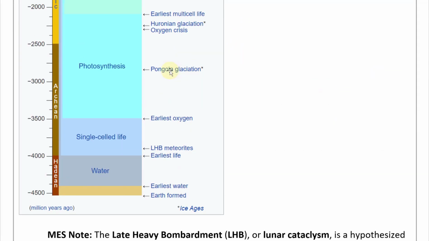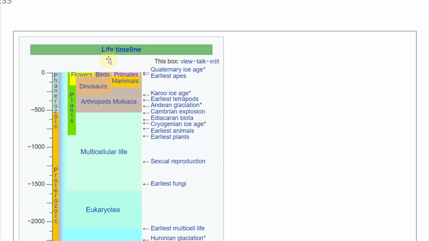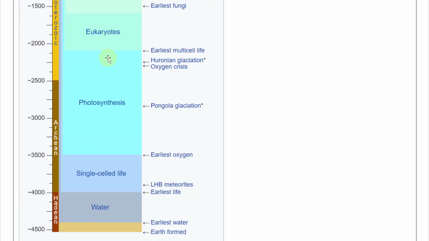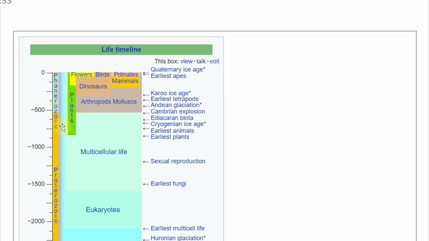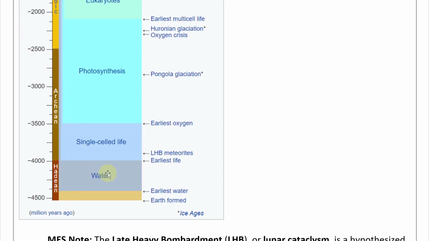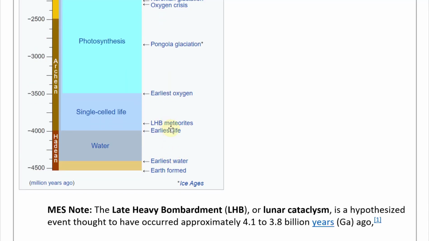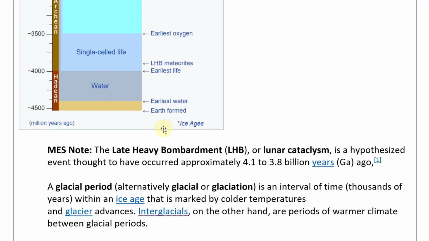So, notes: this one right here is an illustration of the life timeline. We have 4.5 billion years ago, or 4,500 million years ago, when Earth formed. This is the Hadean epoch or period, and then there's water. Then you have single-celled life at 4 billion years ago, and then LHB meteorites, this is earliest life.